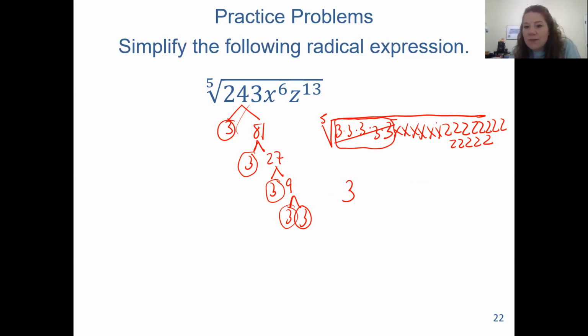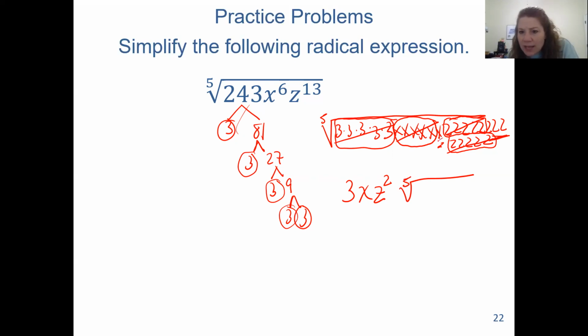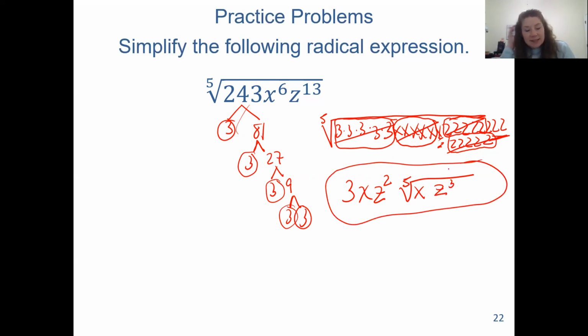1, 2, 3, 4, 5 x's. There's a group of 5 x's. Bring out 1. There's 1 left. And then we get 1, 2, 3, 4, 5. 1, 2, 3, 4, 5. So z squared, that represents 10 z's, and there's 3 left over. So under the radical, don't forget your little 5, we only have 1 x left over and z to the 3rd. And that's what we get.